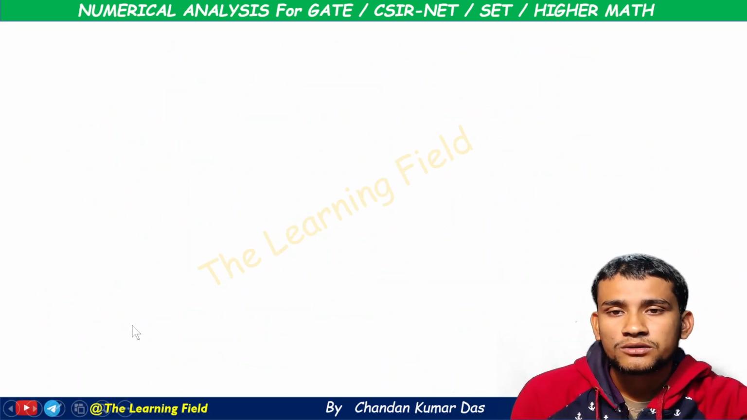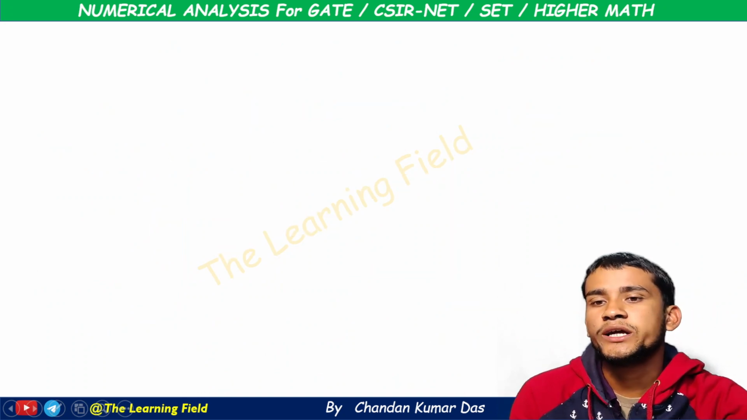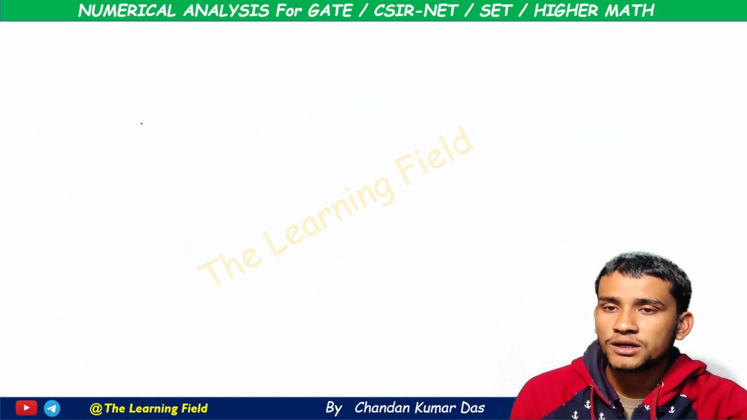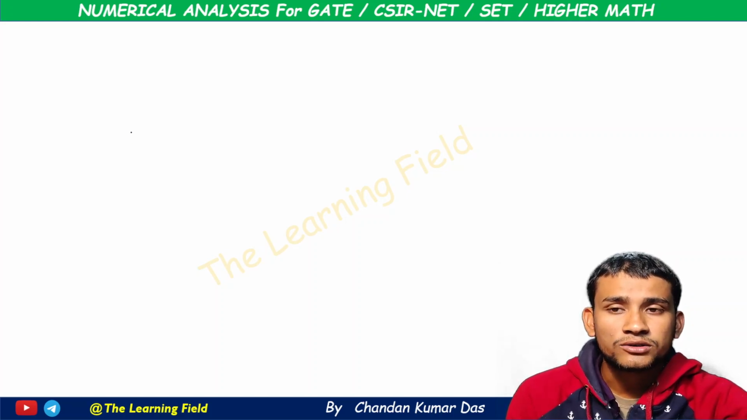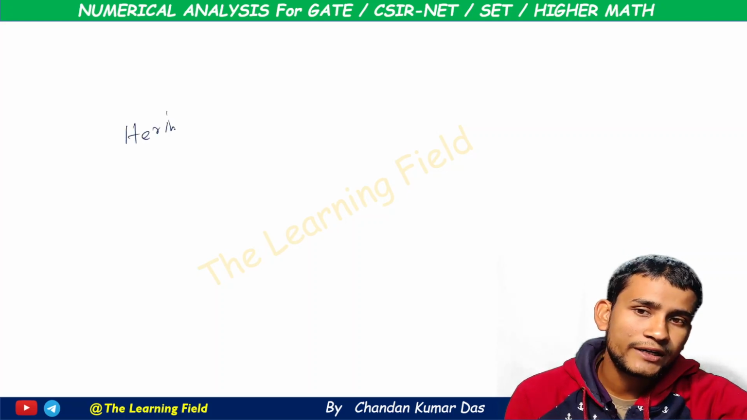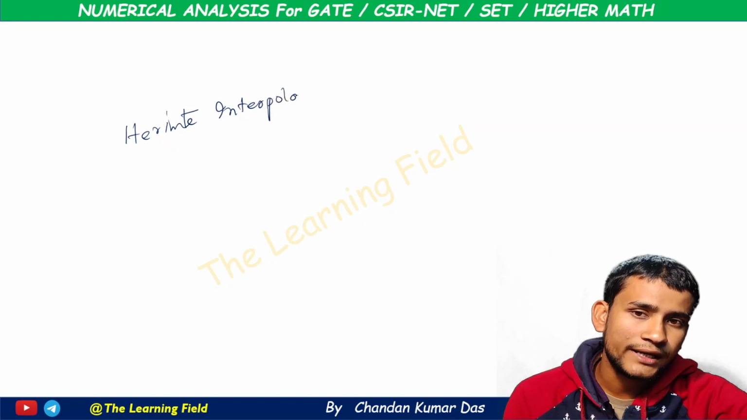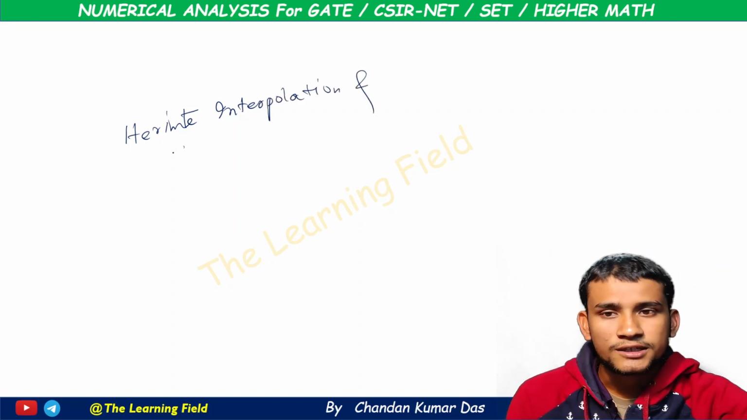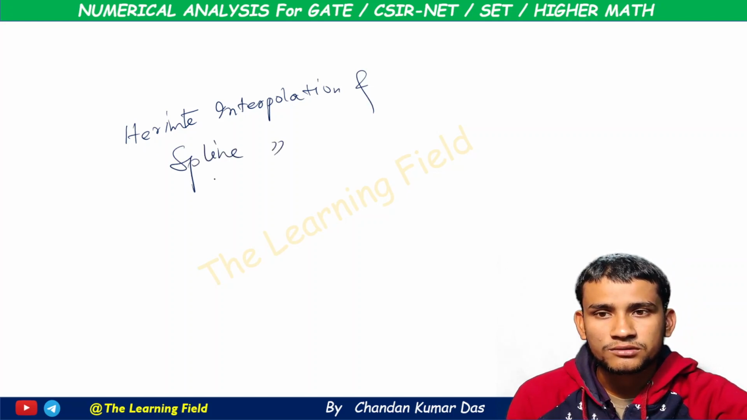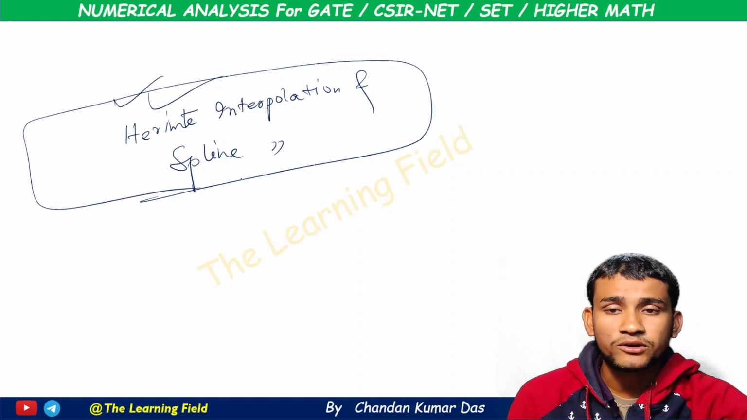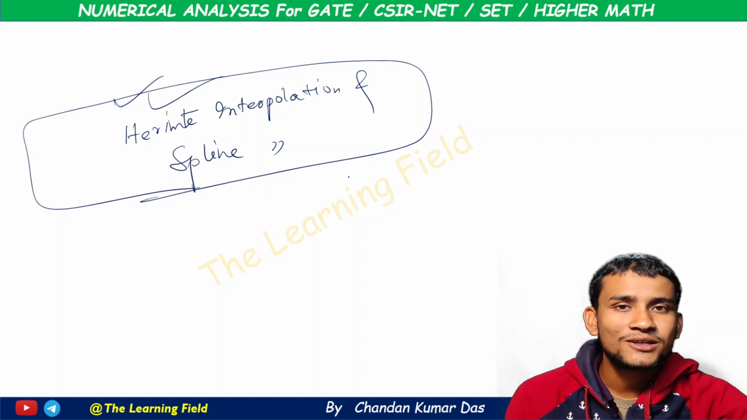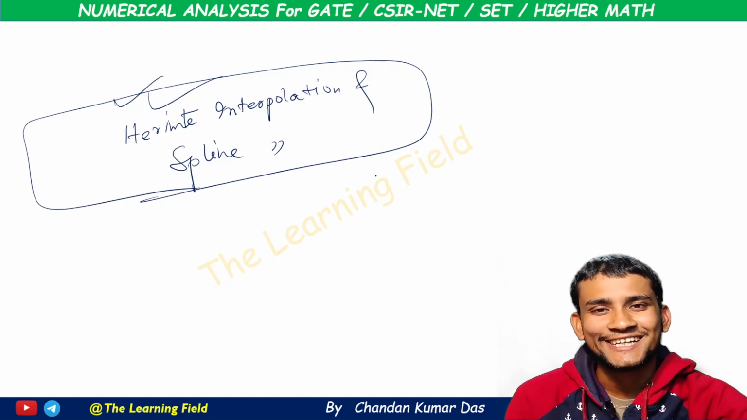Okay, so this is the class for today, a small class on the Newton divided difference. I also decided to take classes on Hermite interpolation in the next class, and spline interpolation also, because these two interpolations are very important. Questions come from these two interpolations in CSIR NET, and it may also come in the GATE exam. Okay, because in the GATE exam the syllabus only mentions two interpolations.